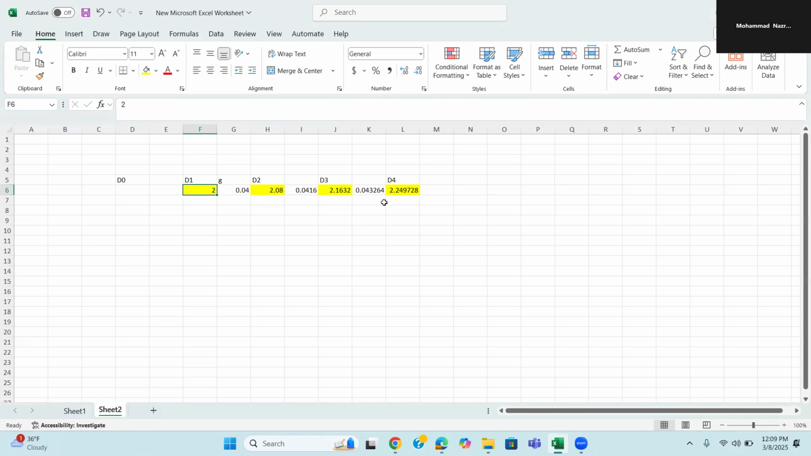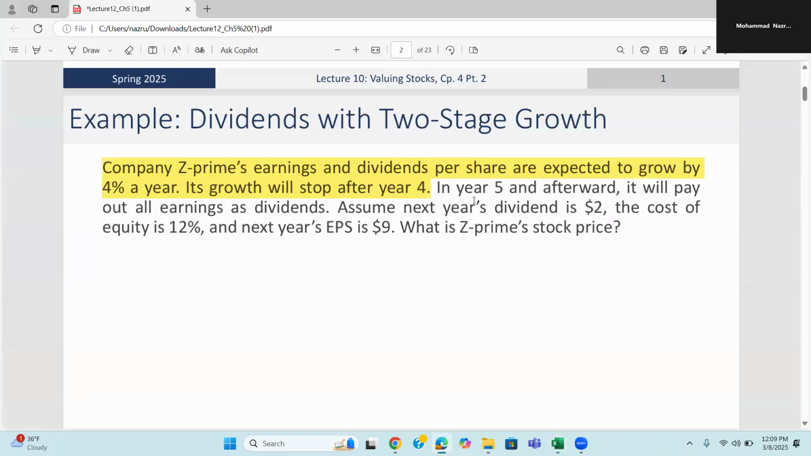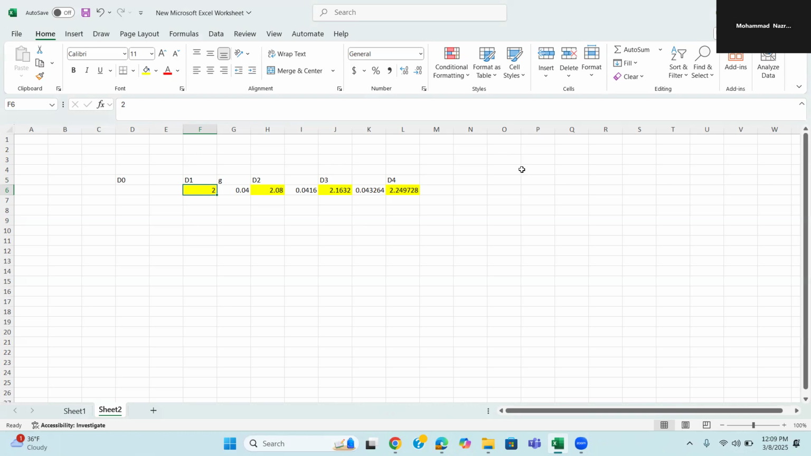And it says all in year 5. So D5 is actually your EPS 5, right? Because all of your EPS is paid as a dividend. Also, there is no growth after 4 years. So technically, dividend 4 and dividend 5 are almost equal. So EPS 4 is technically EPS 5, right? Because there is no growth there.